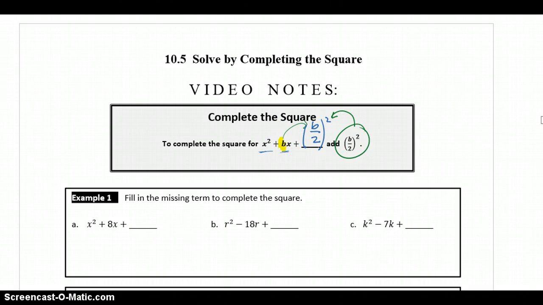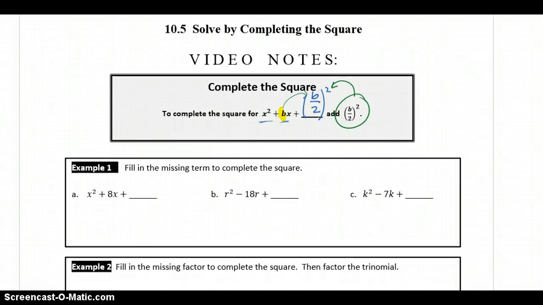So let's try this. Example 1, we have x squared plus 8x plus blank. It already is in the proper form. We have plus blank, so into that blank we have to add b over 2 squared. Our b, in this case, is 8. We have 8x, so we're going to plug in 8 for b. We get 8 over 2 in parentheses squared. 8 over 2 is 4, and 4 squared is 16. So we plug 16 into the blank.